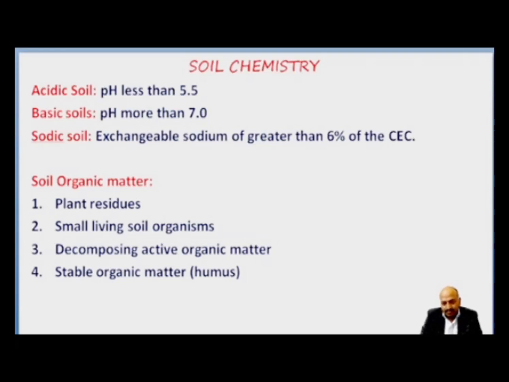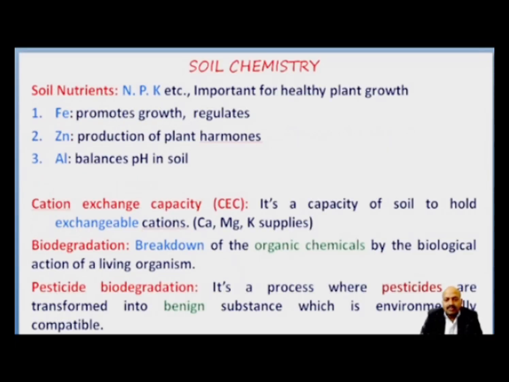Soil organic matter: how is it formed? Plant residues and small living organisms persist inside the soil and decompose, forming active organic matter. Stable organic matter is formed, called humus. Soil nutrients like nitrogen, phosphorus, potassium, etc. play a very important role in healthy plant growth. Iron promotes and regulates the growth of the plant, and zinc is involved in the production of plant hormones. Aluminum balances the pH in the soil.